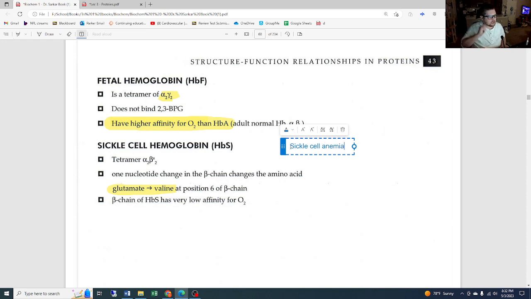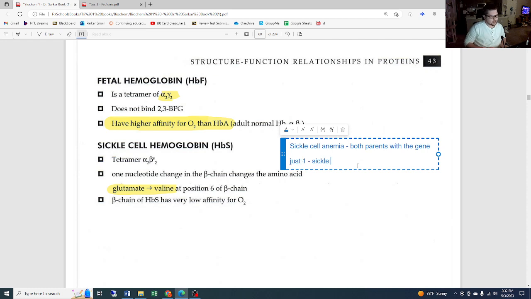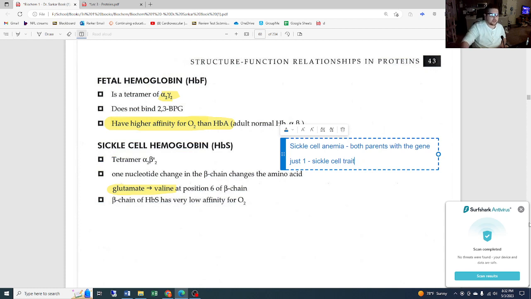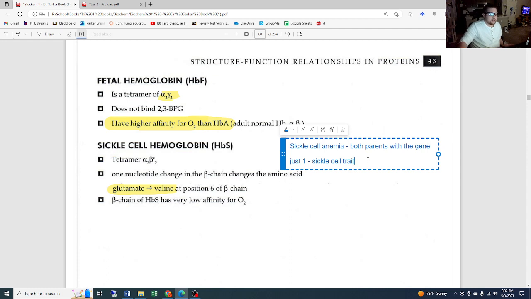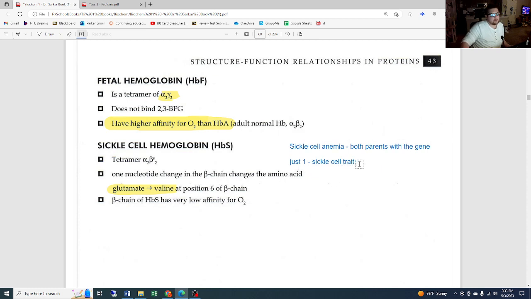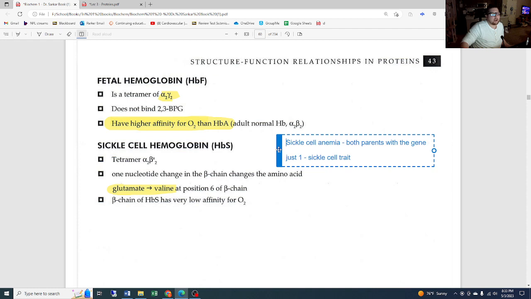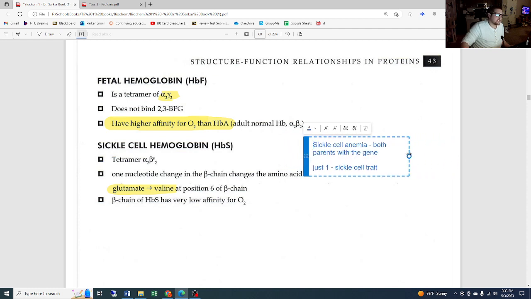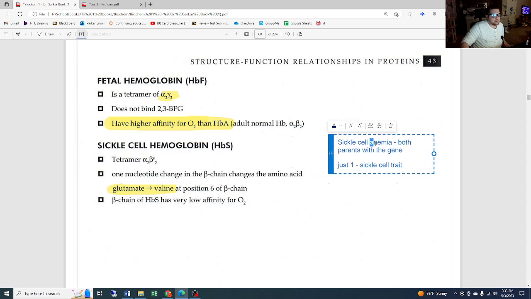This is a genetic disease that is passed down. To have full-blown sickle cell anemia, you have to have both parents with the gene. If you get just one, you will have sickle cell trait, which is actually protective against malaria, which is interesting. That's why a lot of people who descend from African countries tend to have higher rates of sickle cell anemia and sickle cell trait, because malaria has a harder time binding to sickle cell blood and surviving in that environment. Sickle cell anemia can be deadly, and many people die from it, but just having the one trait is beneficial in those instances.